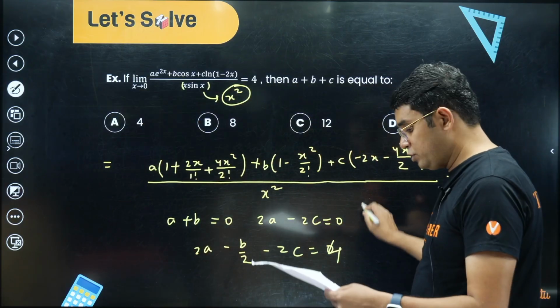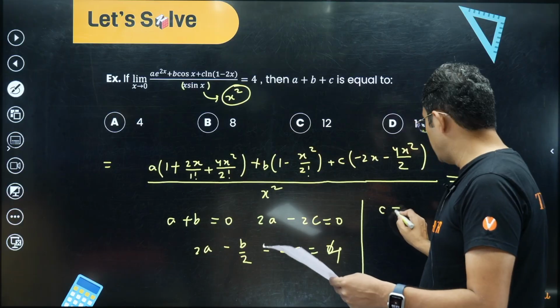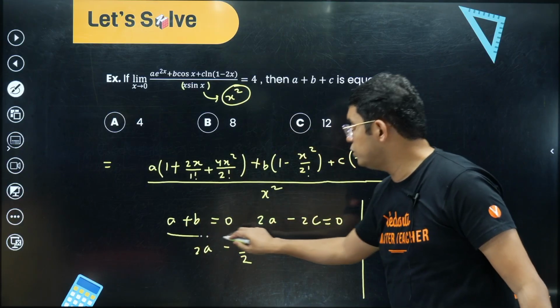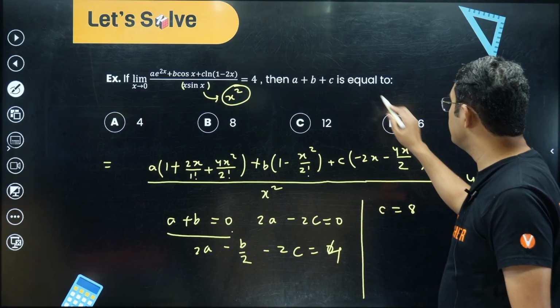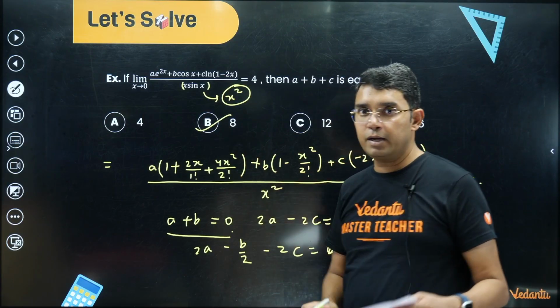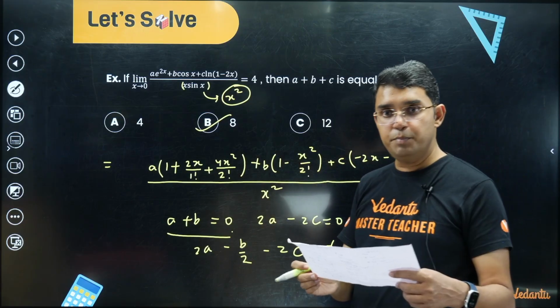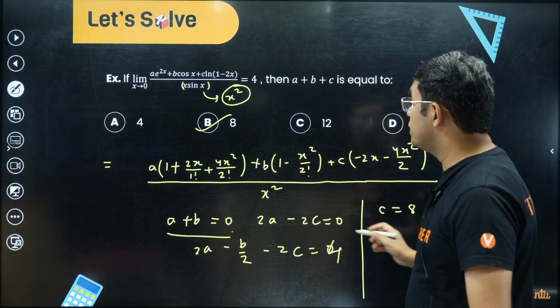I think after solving it, we get c is equal to 8 and a plus b is equal to 0. So I think they are asking a plus b plus c. So the answer will become 8, that is option b. Okay, so moving to the next question.